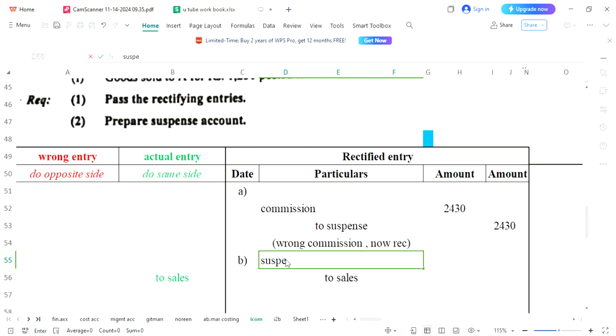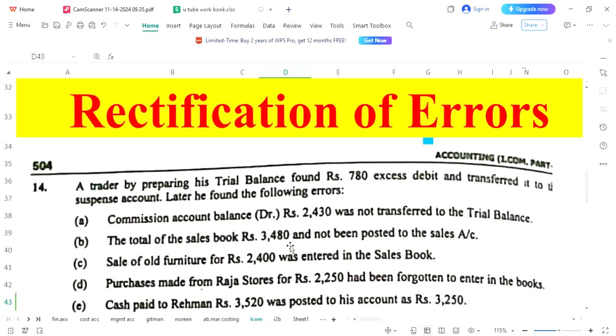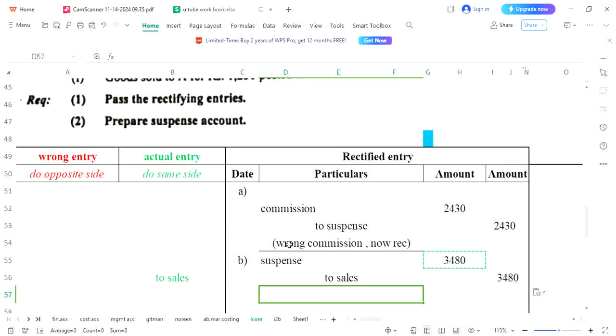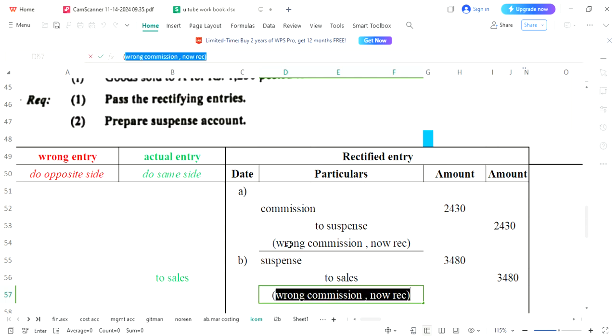So we will write suspense account. Let's see how much amount. 3480. 3480 would be written over here, and the same amount we will write on the credit side. For narration, wrong sales now rectified. Okay guys, so in this way B entry has been completed.